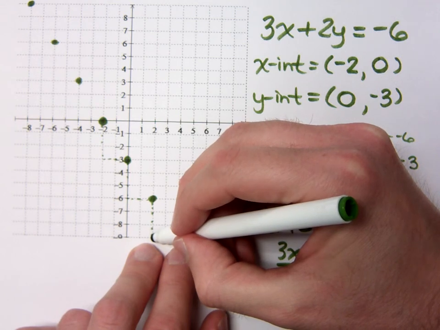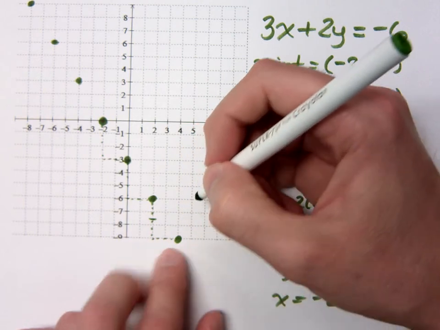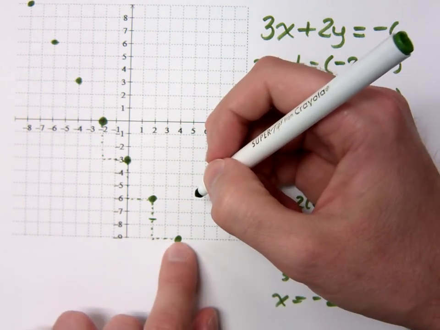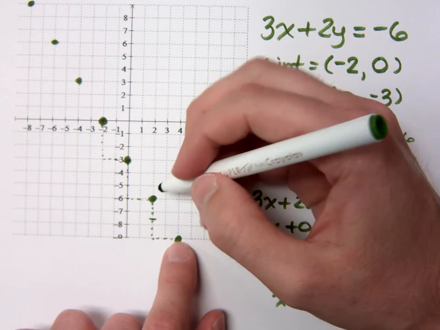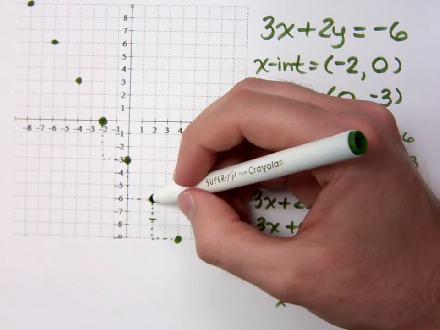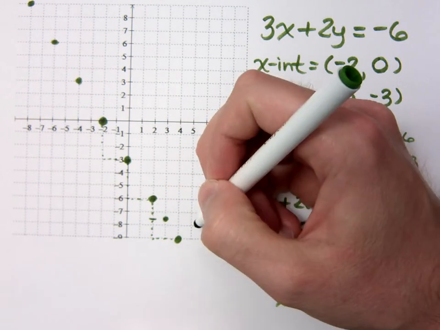3, so it's half of that. 1.5. What's the change in the x? 2. What's half of that? 1. So instead of going down 3 over 2, you can go down 1.5 and over 1.